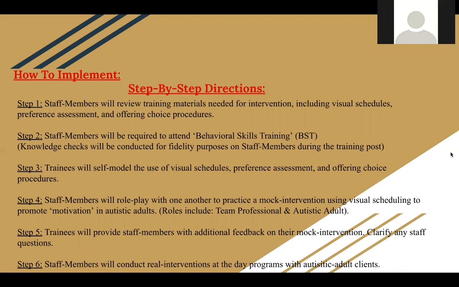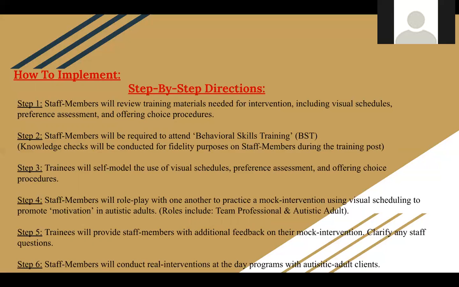And the step-by-step directions for how to implement visual schedules are as follows. Step 1, staff members will review training materials needed for intervention, including visual schedules, preference assessments, and offering choice procedures. Step 2, staff members will be required to attend behavioral skills training, also abbreviated as BST. Knowledge checks will be conducted for fidelity purposes on staff members during the training post. Step 3 includes trainees that will self-model the use of visual schedules, preference assessments, and offering choice procedures.